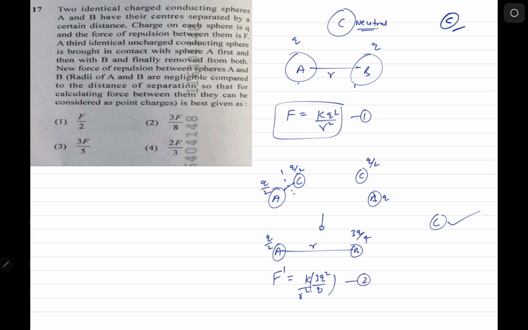Now this is the equation 2. Now we just divide these two and find the F dash value. The F dash by F will come as 3 by 8. So F dash equal to 3 by 8 F. Okay, and that is the option number 2. That's the answer. Hope you understood. Move to the next question.